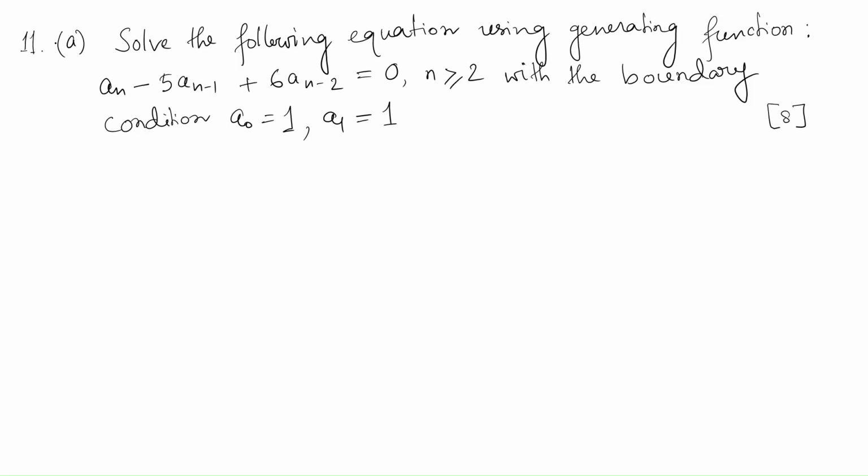Question number 11a. Solve the following equation using generating function a_n minus 5a_(n-1) plus 6a_(n-2) equals 0, where n greater than or equal to 2 with the boundary condition a0 equal 1, a1 equal 1. This is an 8 marks question. So we have to complete it approximately within 20 minutes. Let's start.